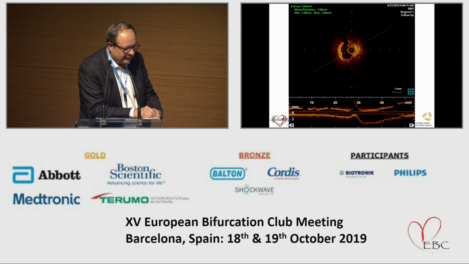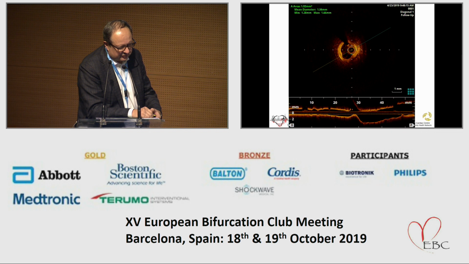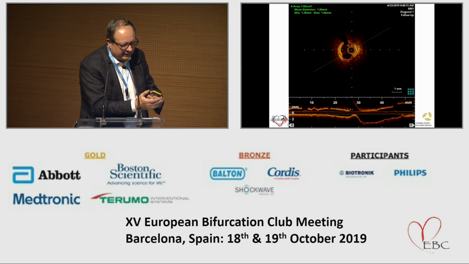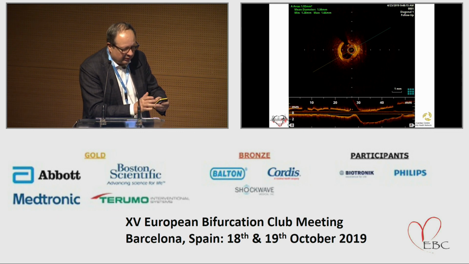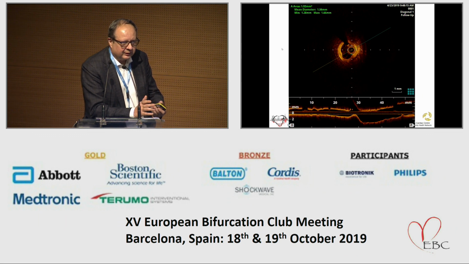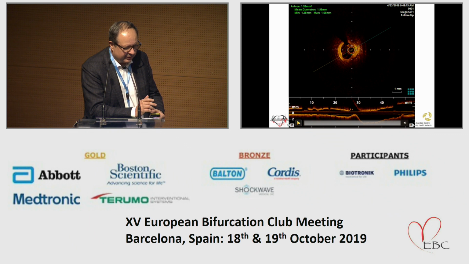Okay, never mind. What it shows is that there is kind of a double opening, in other words, a neocarina and then a space in the carina, at the ostium of the side branch. So it's certainly not perfect, even though angiographically it looks great. It's a DK crush, as I would normally do it.